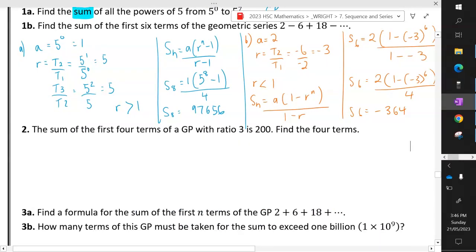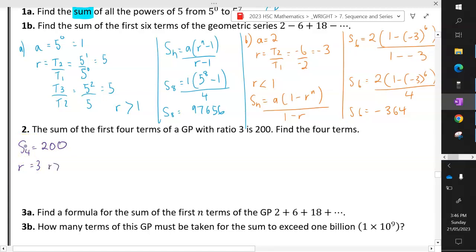Let's look at question 2. Question 2 says the sum of the first 4 terms of a GP with ratio 3 is 200. Find the first 4 terms. So you need to think what the question is asking you and write that down. So the sum of the first 4 terms, so that would be S to 4, of a GP, so we know it's a GP, the ratio is 3, and it's saying the sum of those first 4 terms is 200. So we need to think about which formula we would use, because we are looking at the sum, we don't have the terms, so we want one of those 2 sum formulas up above.